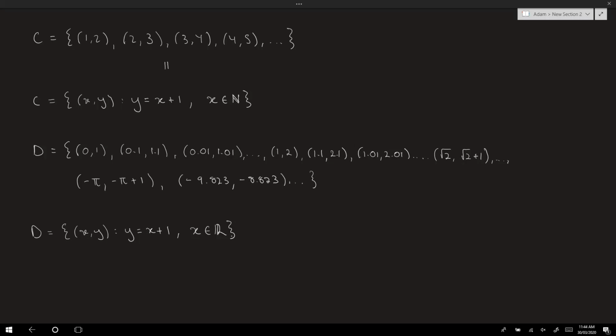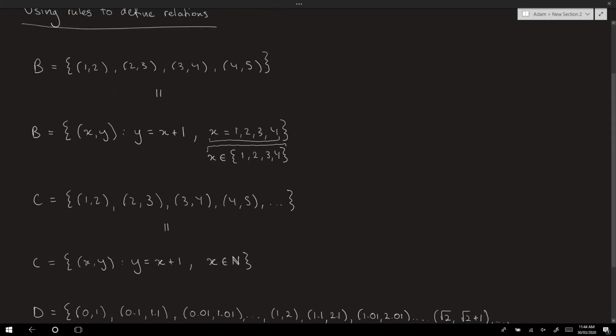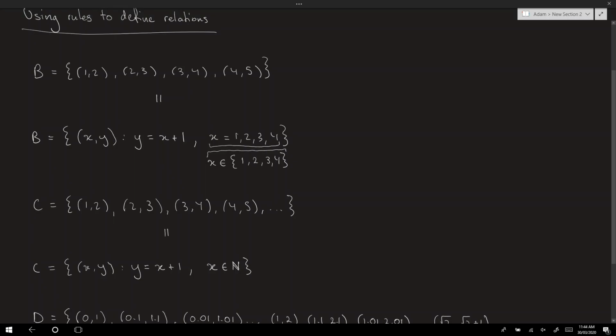All right. Now, just quickly, what we'd also like to be able to do is write down the domains and ranges of these particular relations. So let's go back and look at B. Let's write down the domain and range for B. So the domain of B. Now remember, the domain of a relation is just the set of all the x coordinates of that relation. So if you look at the x coordinates in the first statement here, we've just got 1, 2, 3, and 4. Pretty straightforward.